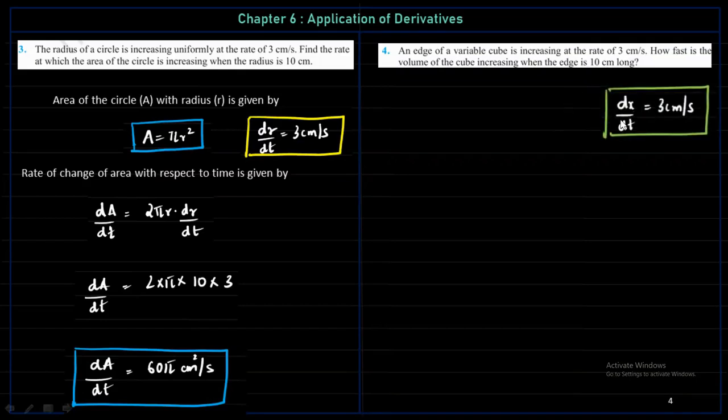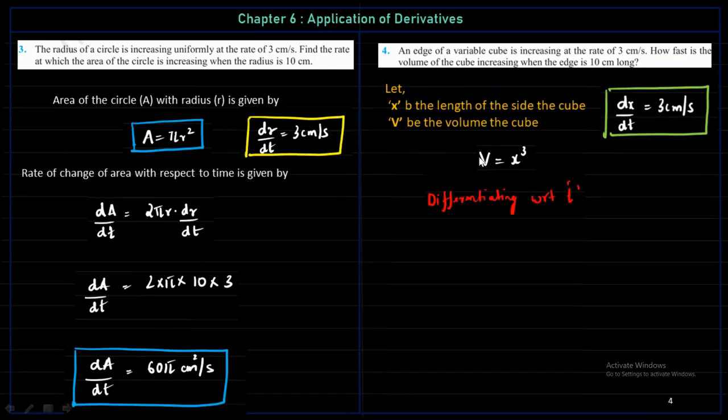Again, I will start by writing down what is given to us, right? dx over dt, this is what is given to us. How the side is changing, right? What is the formula that we know for volume? Volume is given by x raised to the power of 3 if I consider x to be the side length of the cube. Now, dv over dt, when I differentiate with respect to t, I will be getting dv over dt. Can I differentiate x raised to the power of 3 with respect to t? No, I cannot directly.